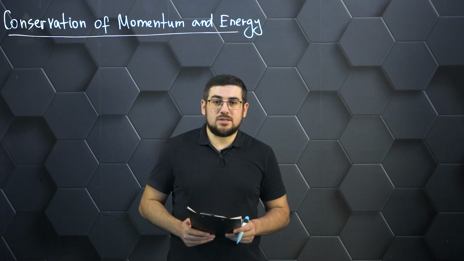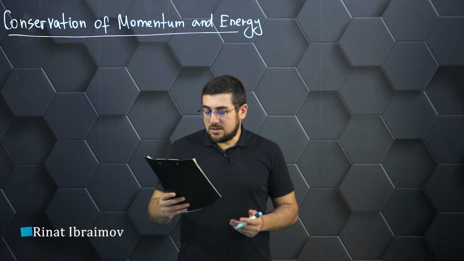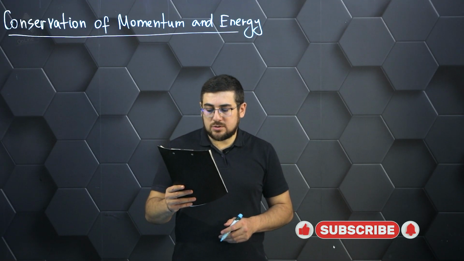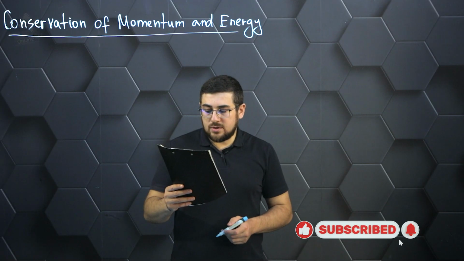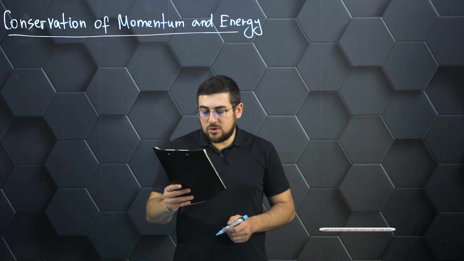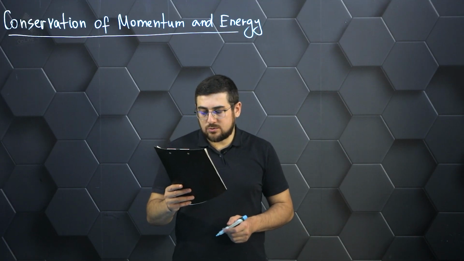Hello, today we are solving problems and the topic of our lesson is conservation of momentum and energy. The problem is as follows. A bullet of mass 4 grams with a velocity of 650 meters per second hits a wooden bar of mass 95 grams. The bar can move on the surface without friction. Question. What is the velocity of the bullet as it leaves the bar if it is thin enough for the bullet to pass completely through it?